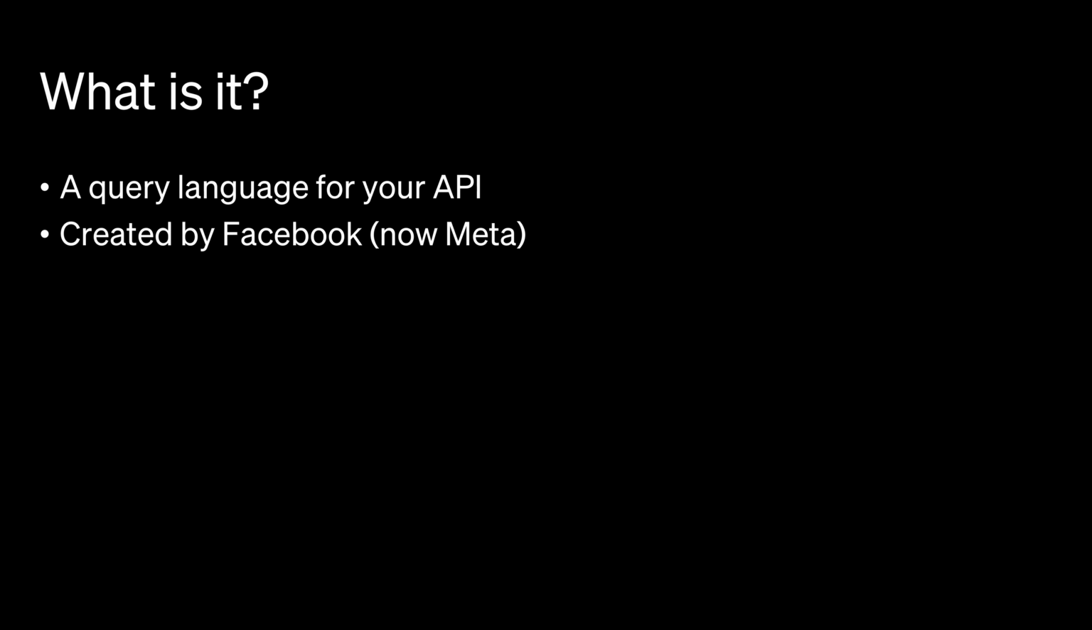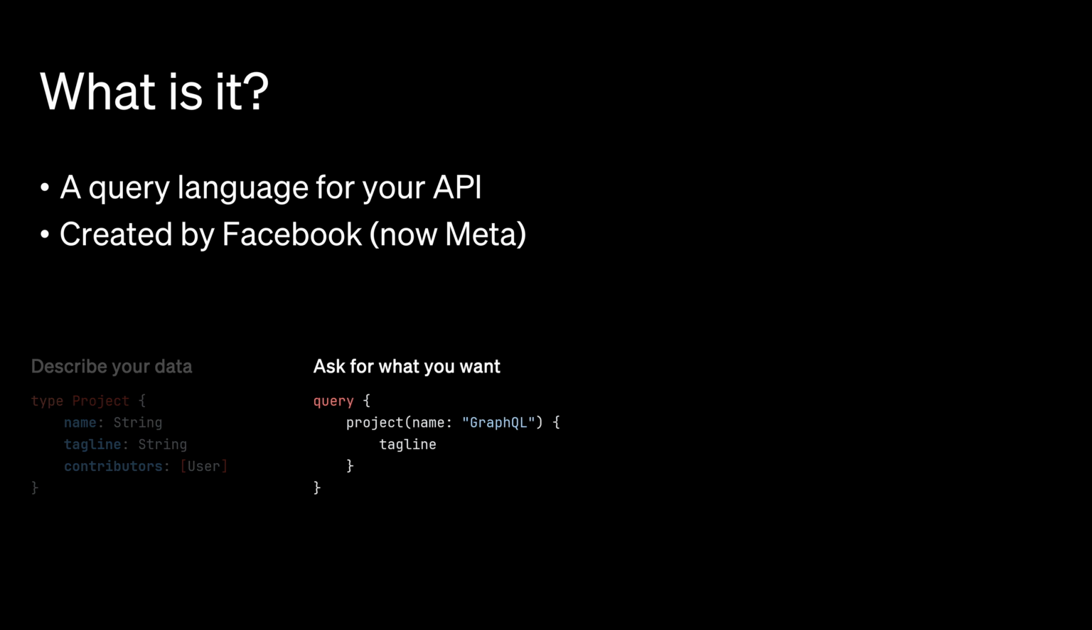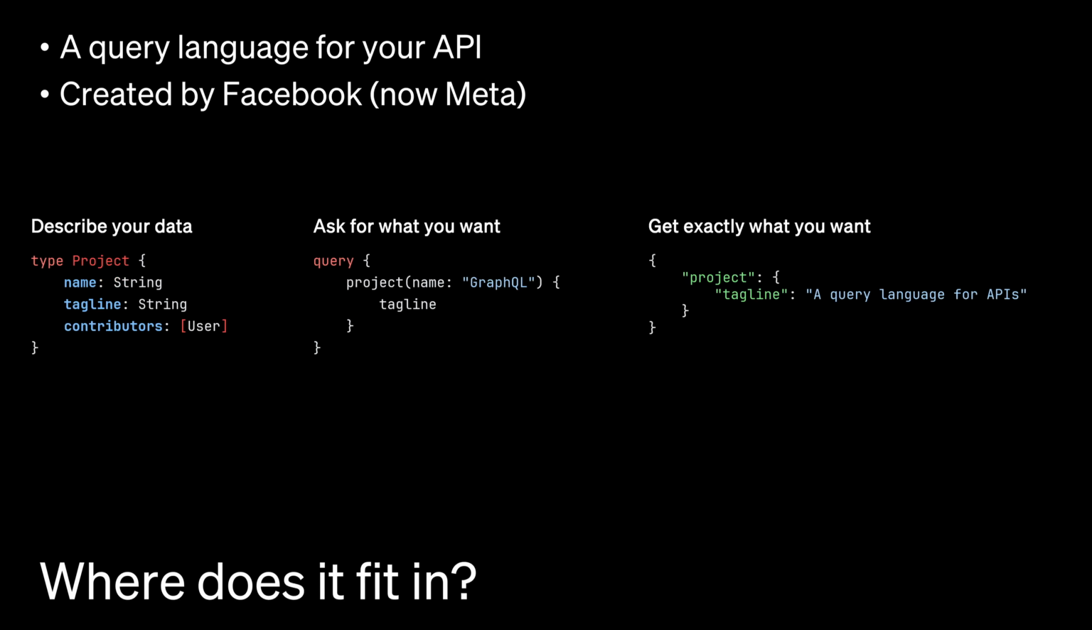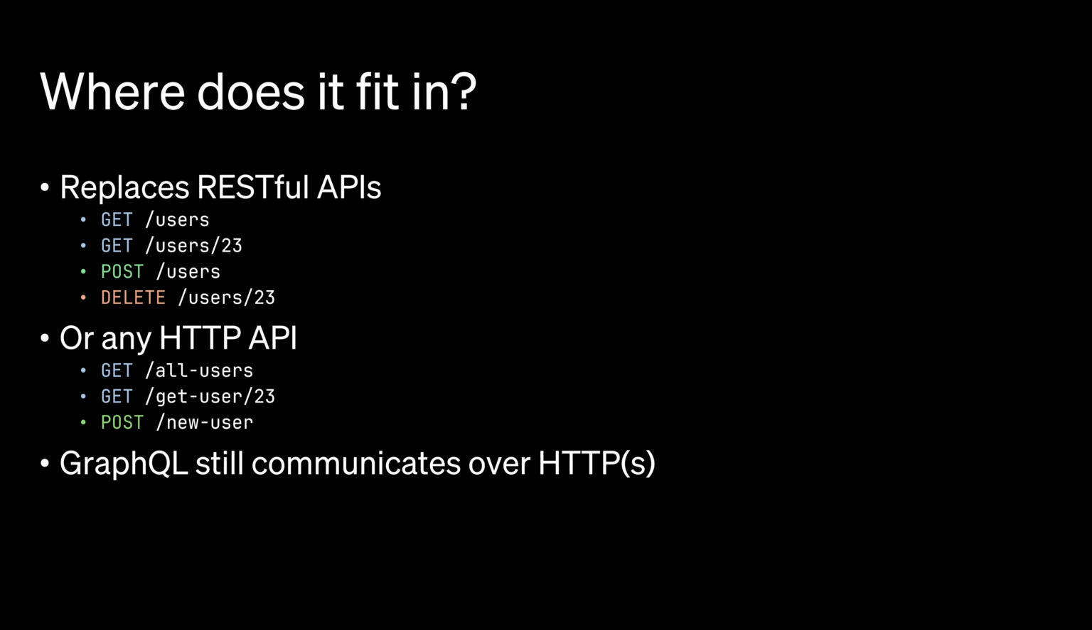So GraphQL, it's a query language for your API. The gist of it is that you describe your data or your API, what the various objects look like, then you query it, and then you get back exactly what you want and exactly what you expect. So where exactly does GraphQL fit in? It would typically replace RESTful APIs, or really any sort of API. It doesn't have to be RESTful. It's just a way of communicating between server and client in a structured way.